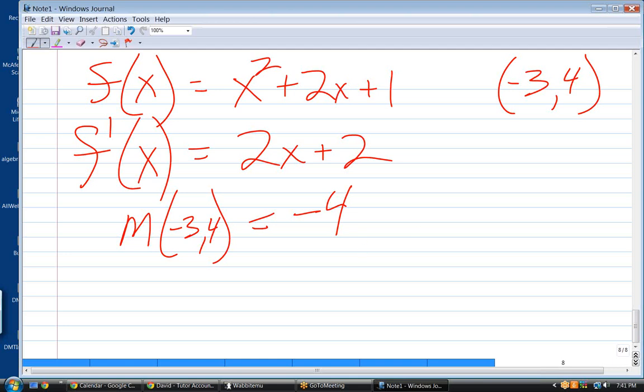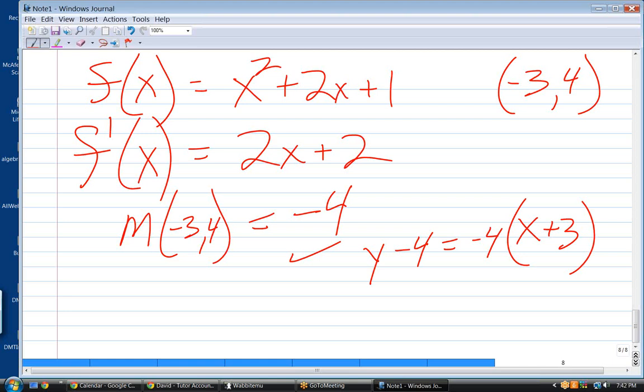y minus 4 equals... Hold on. Okay, no, you're correct. Sorry, my mistake. So minus 4 times x minus x sub 1. x plus 3. You see why? You have two minuses. In other words, it really is x minus x sub 1. Well, x sub 1 is minus 3. So it's x plus 3. I'm not going to simplify it. You don't need to. This is just as valid as putting it in slope-intercept format. That's the equation of the tangent line.